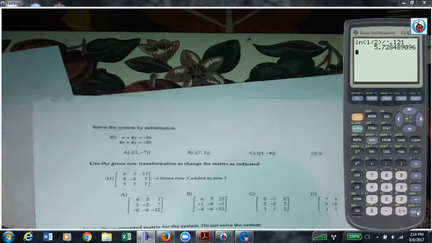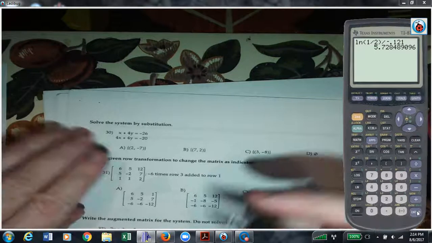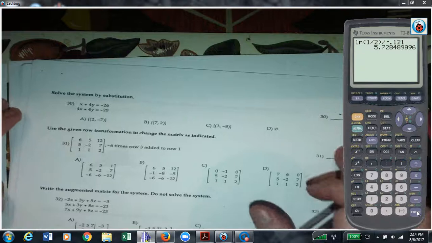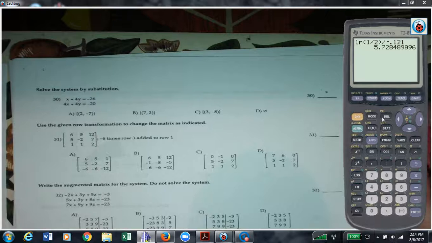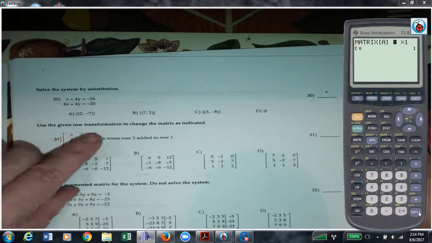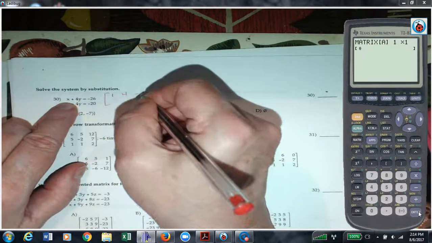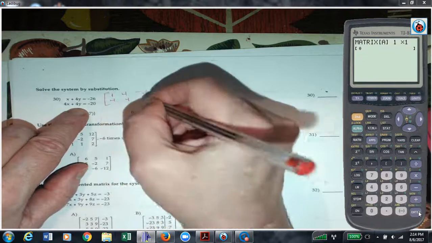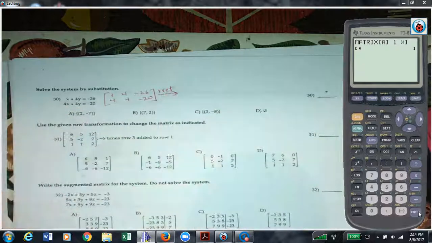Okay, number 30. This says to solve by substitution. You can do that if you want. This is an exam. You are only judged by your multiple choice answers. You can use any method you want. So how about we do it using matrices? So I'm going to call the augmented matrix A, and the augmented matrix is going to be that, and I'll do Gaussian elimination by doing rref on that.